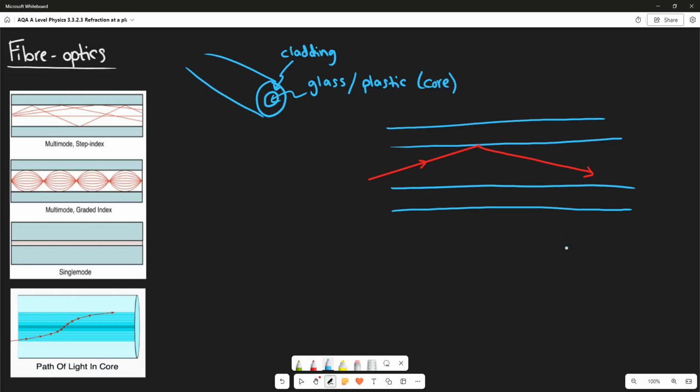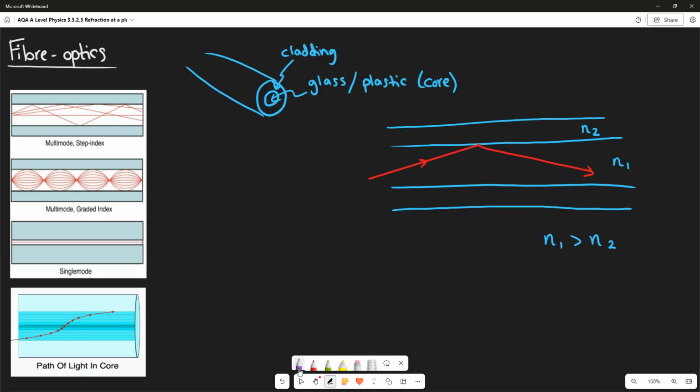In order for total internal reflection to happen, the light needs to be inside a material with a high refractive index compared to the material on the outside. Just like in the simulation where we had glass moving towards air, that created total internal reflection. So the cladding needs to have an index of refraction that's smaller than that of the core.